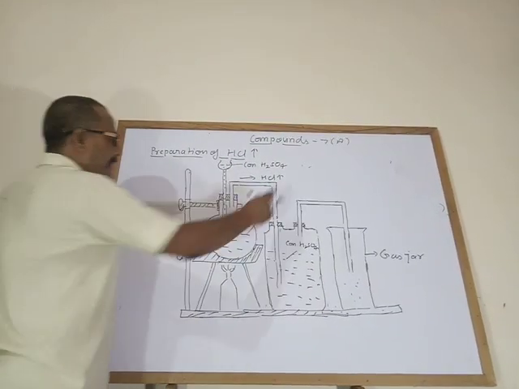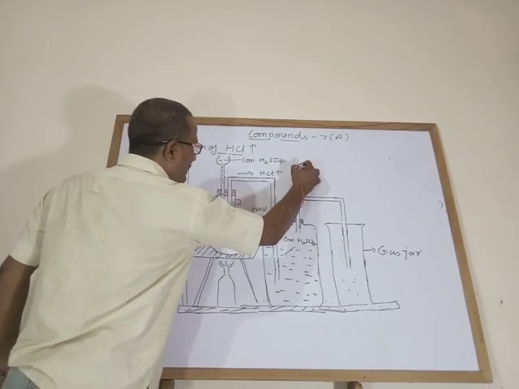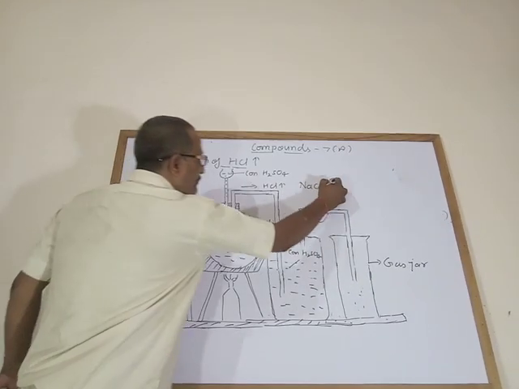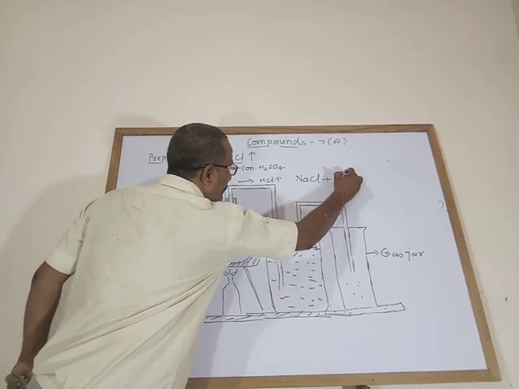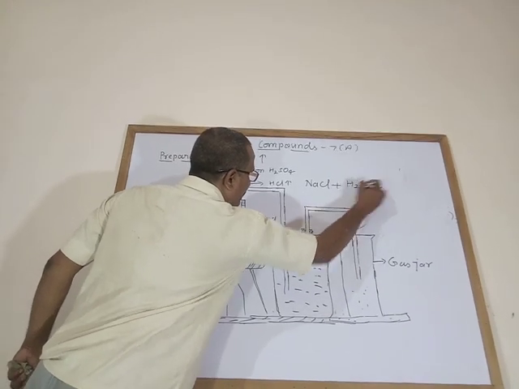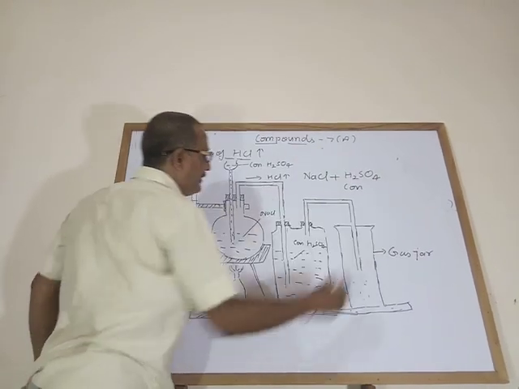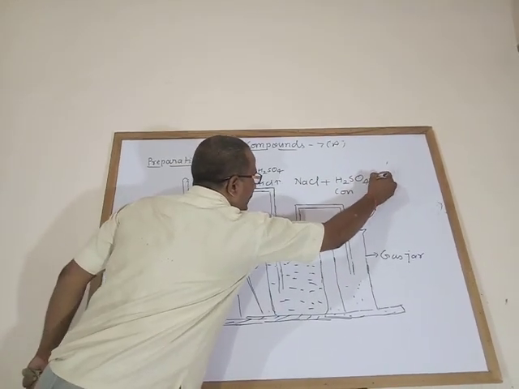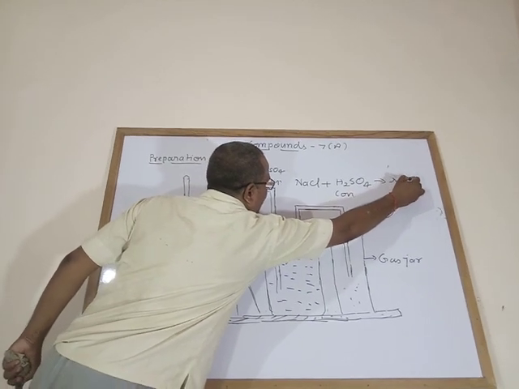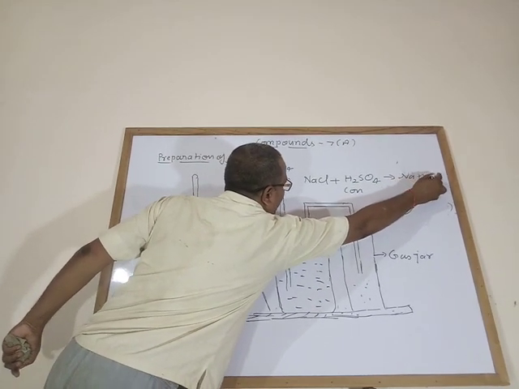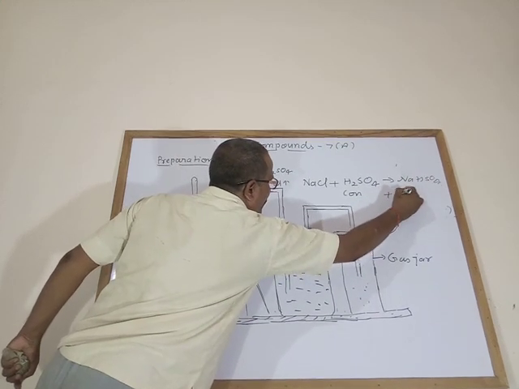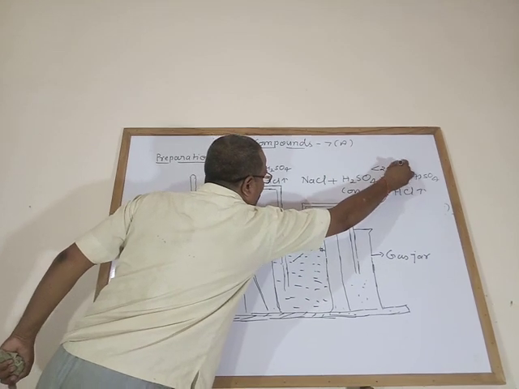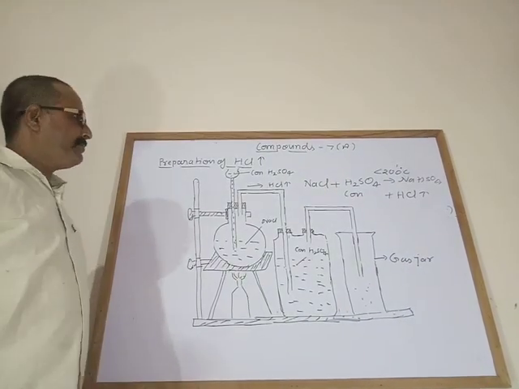We prepare hydrogen chloride gas by the action of rock salt or normal salt with concentrated sulfuric acid. It gives sodium hydrogen sulfate and hydrogen chloride gas. Remember that the temperature should be less than 200 degrees Celsius.